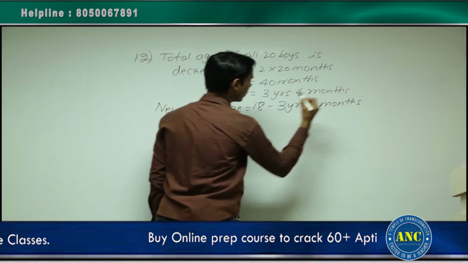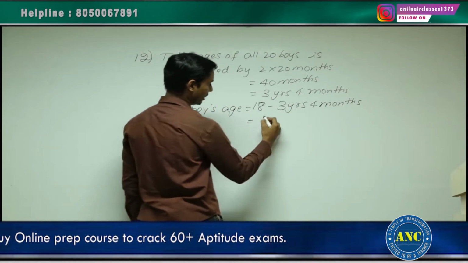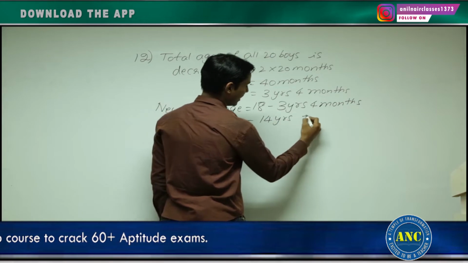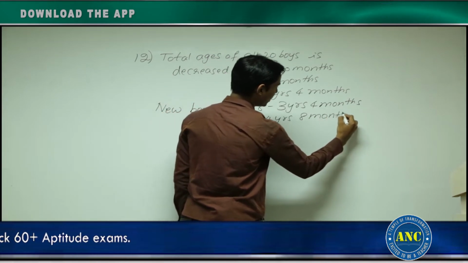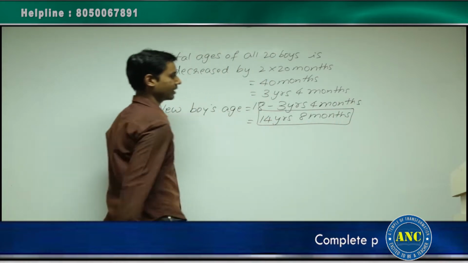18 minus 3 years and 4 months is nothing but how much? 18 minus 3 is 15. So it is 14 years and 8 months. Answer for this question is 14 years and 8 months. The age of the new boy is 14 years and 8 months.